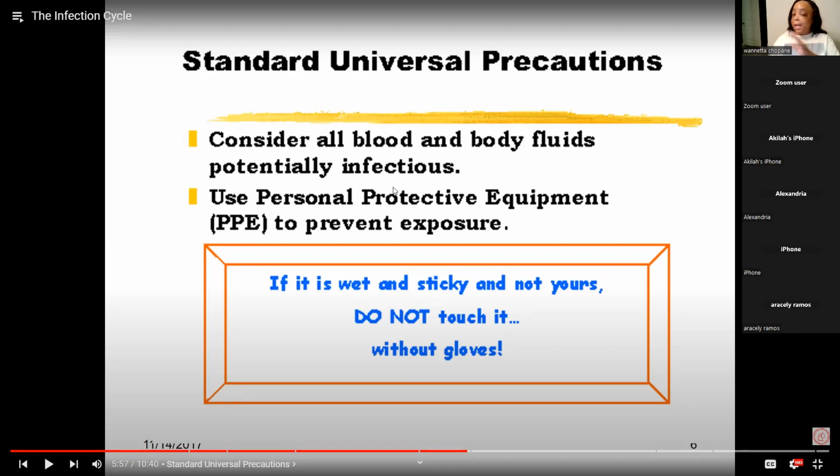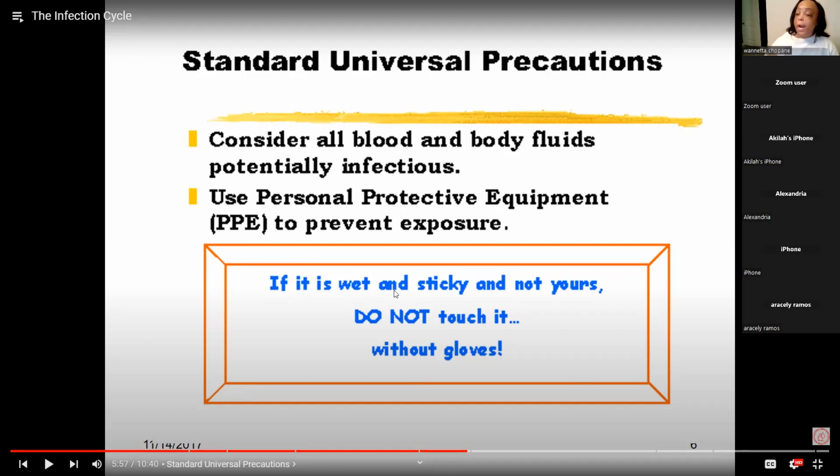I'll talk to you the same day when I go over CPR and the other precautions. When someone does come back with something, I will explain all the different PPE, because there are gloves, there are masks that we know now, there are goggles to protect your eyes, and we put on gowns. I'll explain later in what way and why you would have to put on that other stuff. So right here in blue, it says if it's wet and sticky and if it's not yours, do not touch it without gloves. Just always have on gloves, okay?